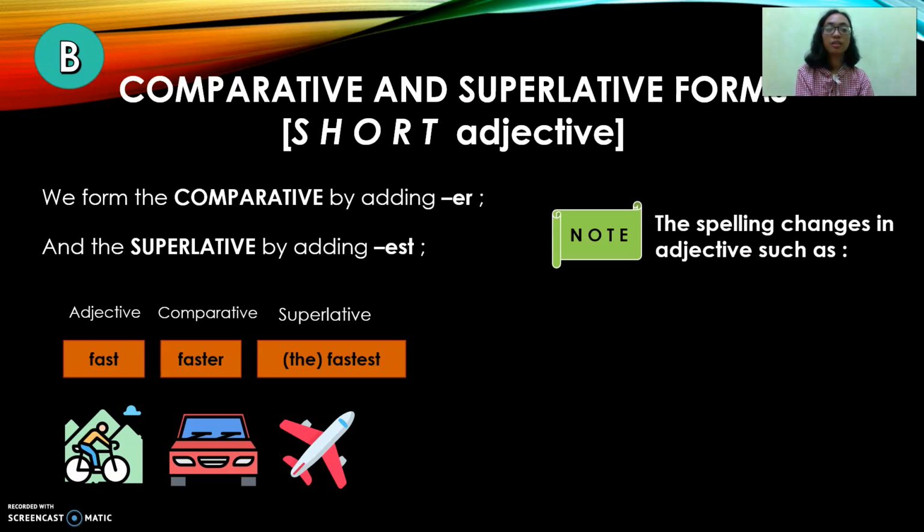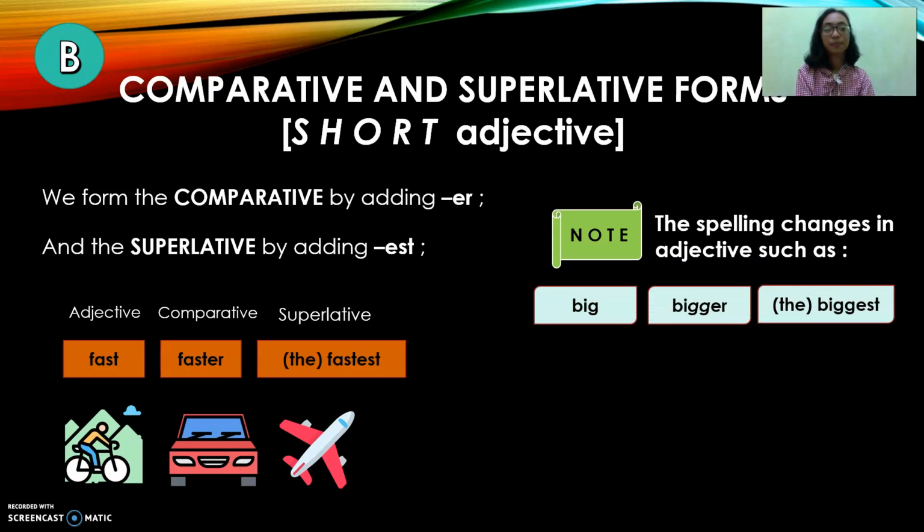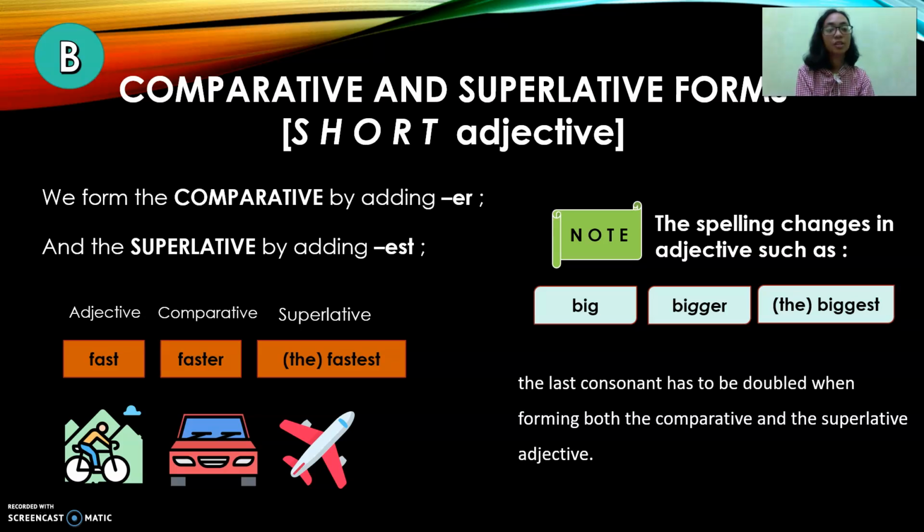Note that the spelling can change in adjectives such as big. Big, the comparative is bigger and the superlative is the biggest. As you can see, the last consonant has to be doubled when forming both the comparative and the superlative adjectives.